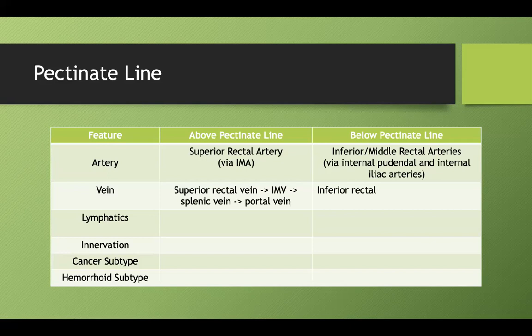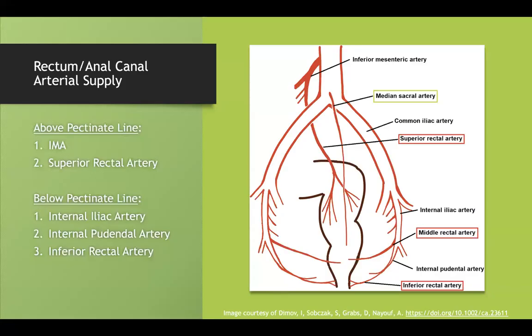On the other hand, if you look at the veins below your pectinate line, you're going to have your inferior or middle rectal veins draining into your internal pudendal vein, which will drain into your internal iliac, your common iliac, and your IVC. And again, this is the exact same route in reverse. If instead of the IVC, we think about the aorta, which would drain into your common iliac artery, your internal iliac artery, internal pudendal, and finally your inferior rectal, excuse me.